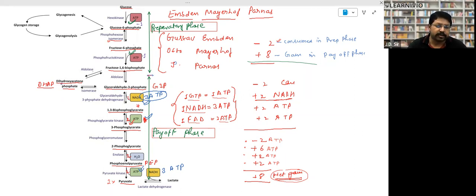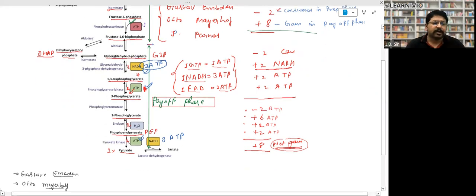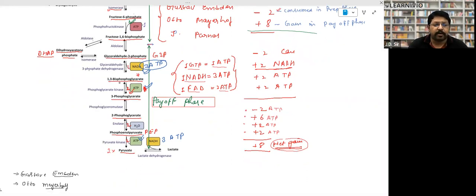DHAP, that dihydroxyacetone phosphate, and glyceraldehyde 3-phosphate, that G3P, are interconvertible to each other, right? So every time DHAP again converts into glyceraldehyde 3-phosphate or G3P. Now what will happen? This glyceraldehyde 3-phosphate converts into 1,3-bisphosphoglycerate, and formation of 2 NADH takes place, right? It means energy equivalent to 6 ATP is generated here, right?